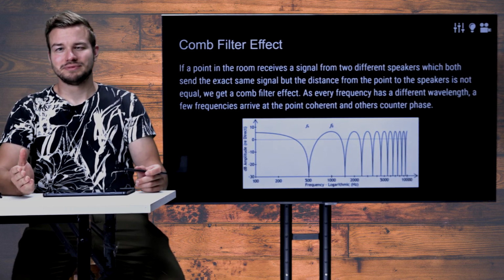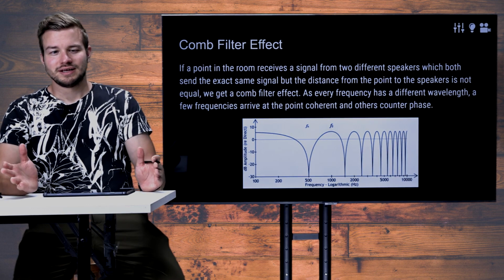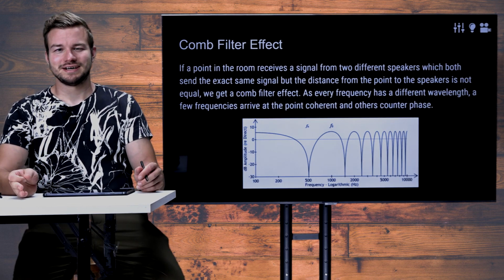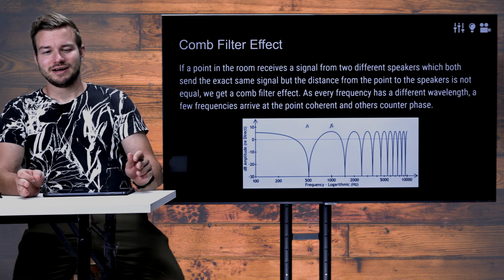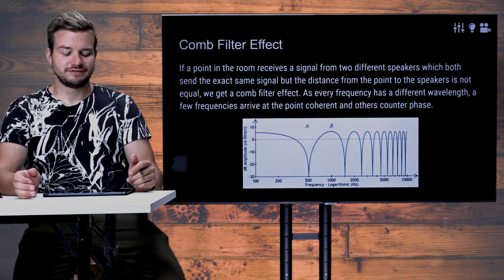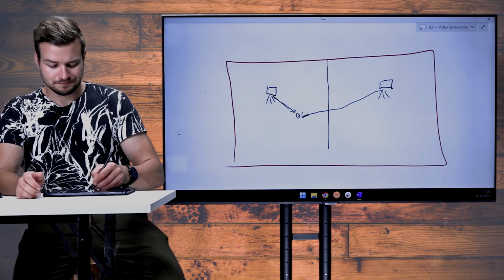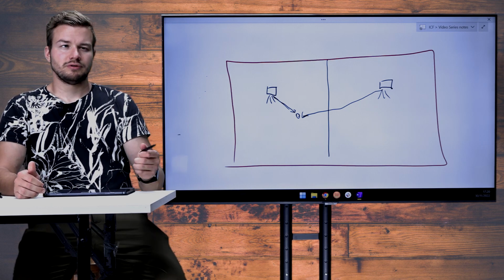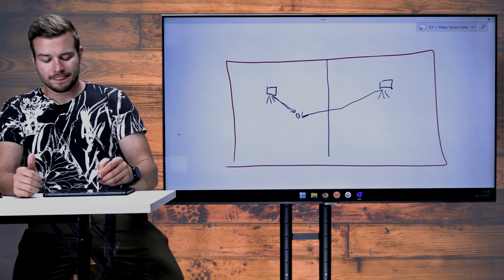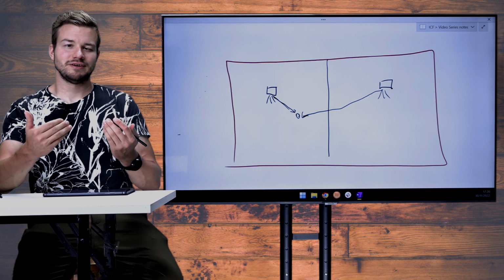So you should always try to make sure that every point in the room receives the signal of the two speakers at as close to the same point in time as possible. This won't be fully possible, because you will only receive the signal at the same point in time when you are standing in the middle of the room, which is basically this line. But what you can make sure is that the speakers are set up in a way that the volume of the other speaker is low enough so that this comb filter effect will not happen.